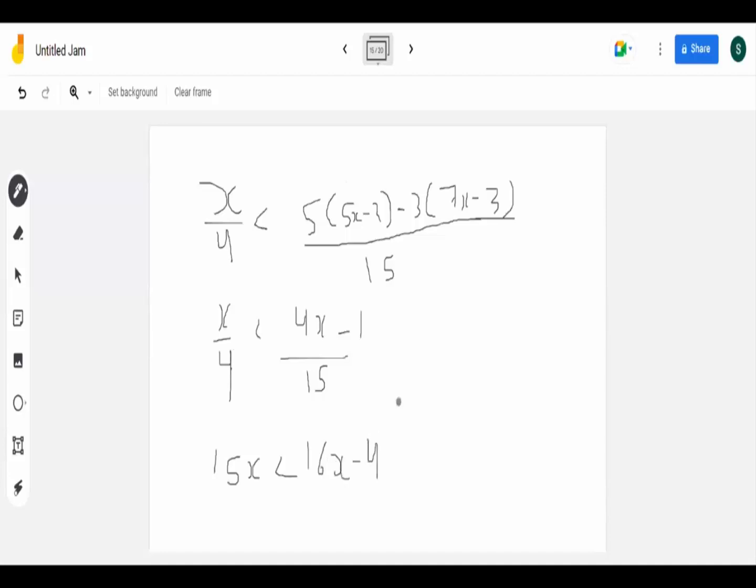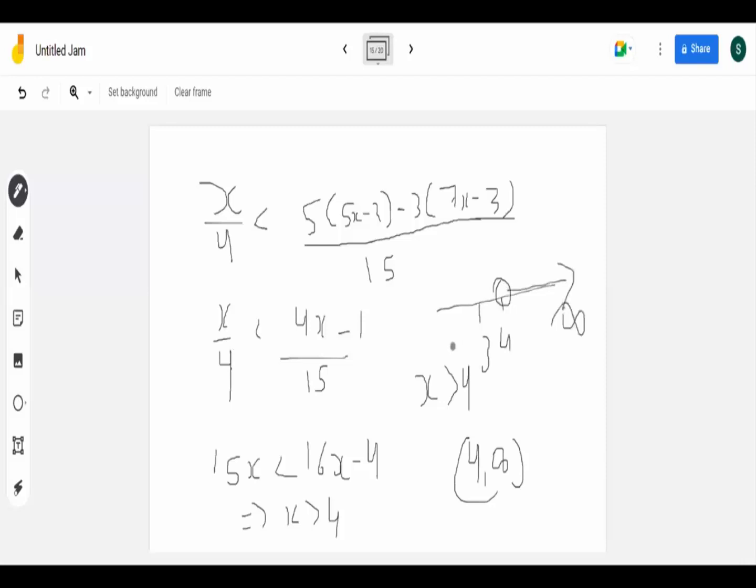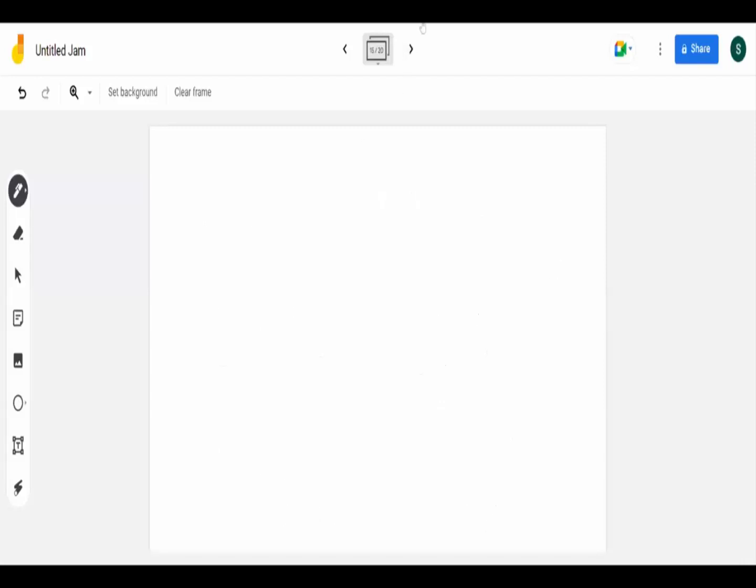You can see this directly that now x is greater than 4. Subtract 15x on both sides and add 4 on both sides to get x is greater than 4. So if x is greater than 4, we can directly say our answer is 4 to infinity, excluding both, verified by number line. This is 4, this is 3. Our answer is excluding 4 till infinity. This is 4 to infinity.